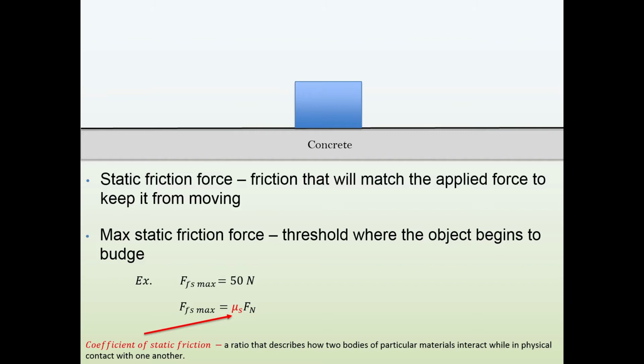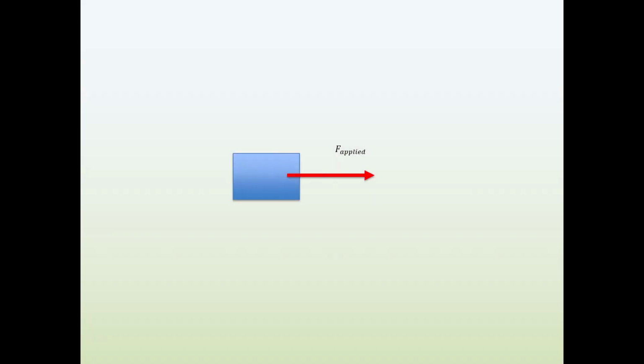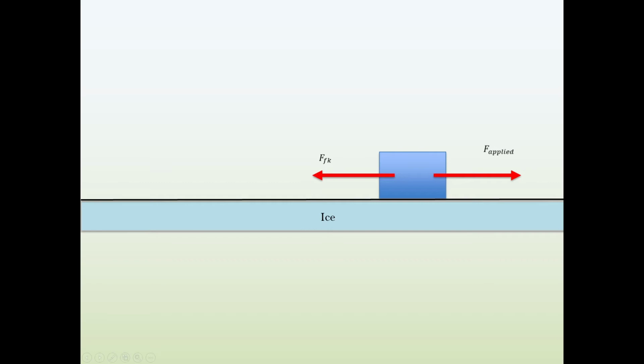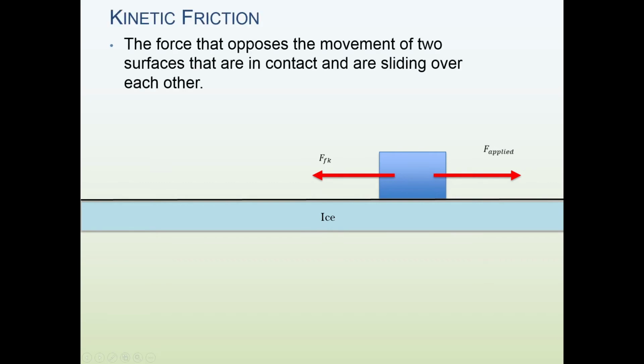Let's go back to the other scenario where we had the object slide across ice. The object is pulled on successfully, overcoming static friction and moving. Does this mean friction is gone and we don't have to think about it? The answer is no. After overcoming static friction, the object deals with kinetic friction, the force that opposes the movement of two surfaces that are in contact and are sliding over each other. To calculate kinetic friction force, it's the coefficient of kinetic friction times the normal force.